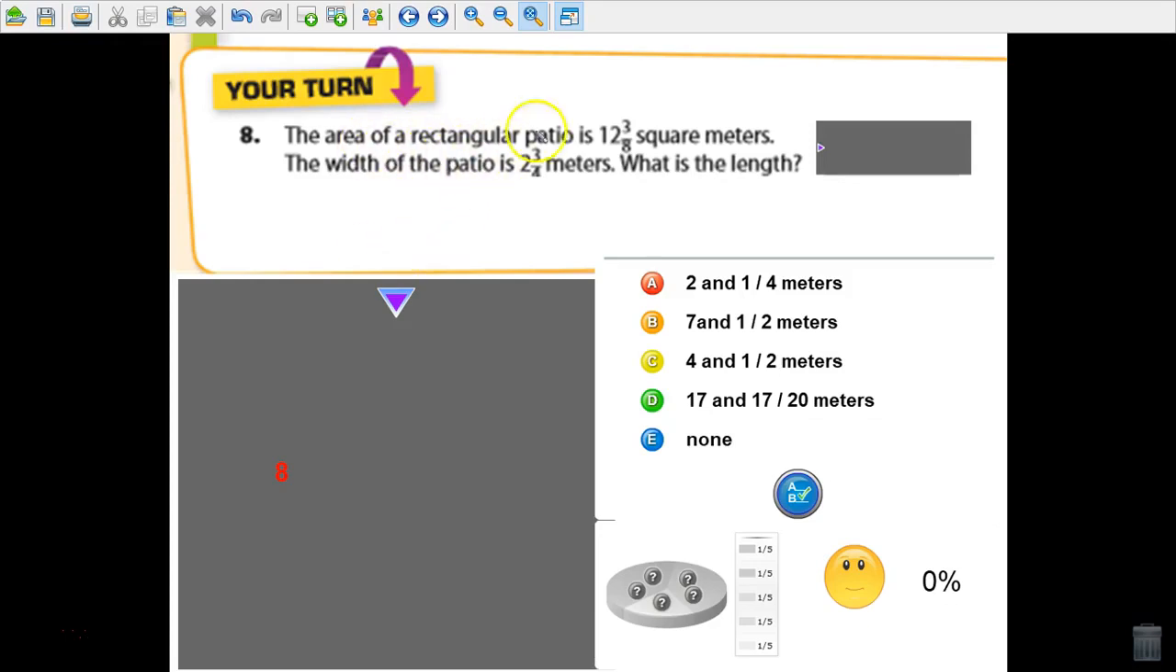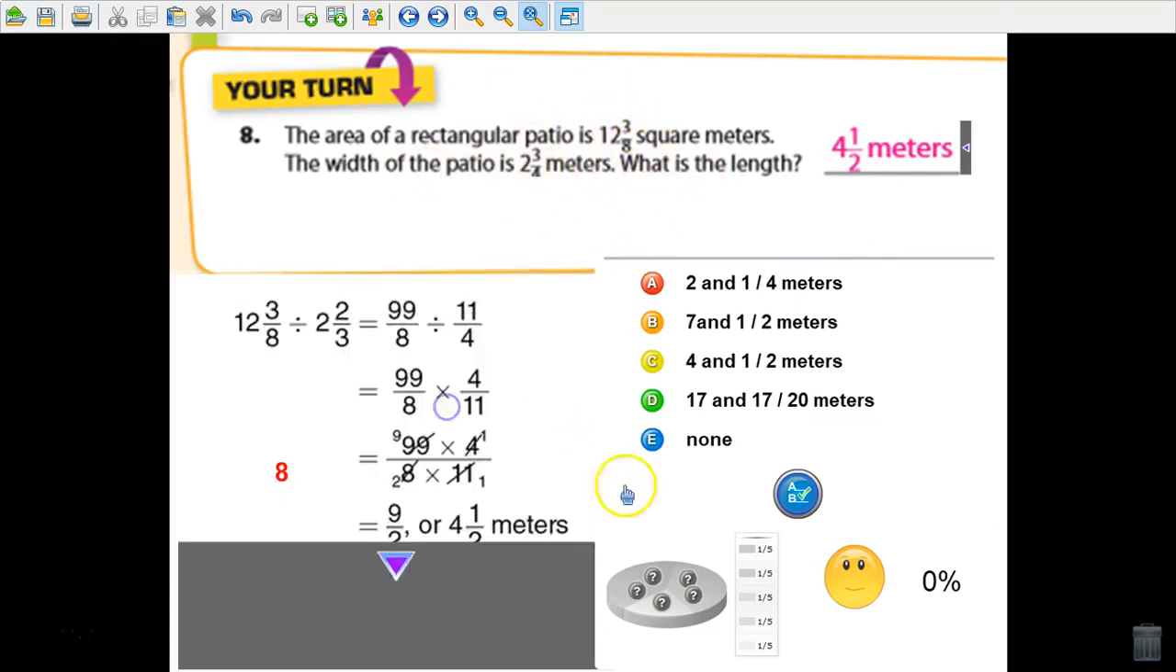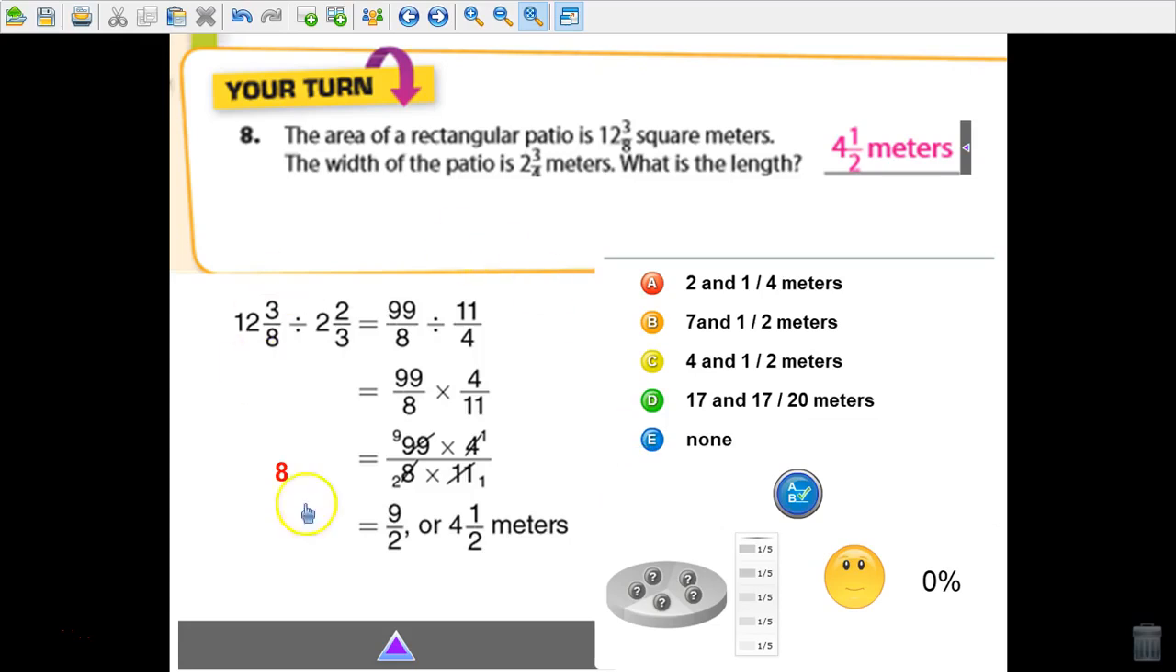The area of a rectangular patio is 12 3/8 square meters. The width of the patio is 2 3/4 meters. What is the length? Class, it's the exact same thing that you have to do, okay? You're going to do the area divided by the width, and that'll give you the length, okay? You work it all out. And this is your answer.